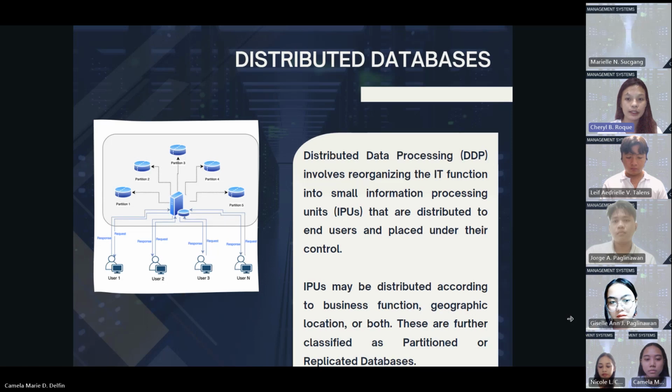So the distributive databases. Distributed data processing, or the DDP, on the other hand, entails restructuring the IT role into compact information processing units, or the IPUs, that are allocated to end users and placed within their jurisdictions. These IPUs can be dispersed based on the business task, geographical regions, or a combination of both. Additionally, they are categorized as partitioned or replicated databases. Next slide, please.